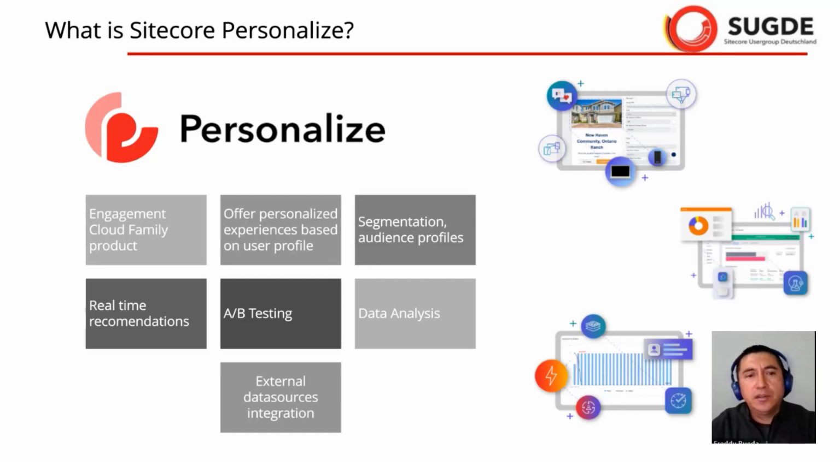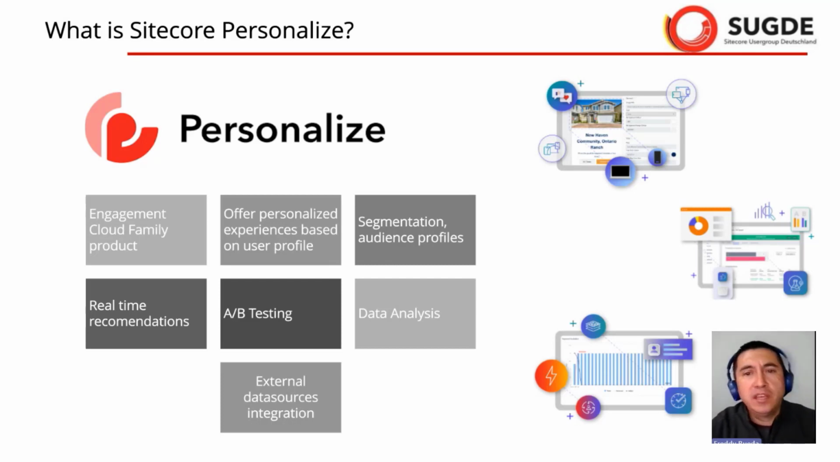Personalize gives us real-time recommendations because, as a tracking system, it has all the information of the user, so we can manage that, and Personalize can send us recommendations for our products or something like this. Also, with Personalize, we can do A/B testing to evaluate which experience is better than the other or which is more accepted by the users. It's kind of easy to do in Sitecore Personalize and gives really good insights, because it does data analysis and gives really good dashboards.